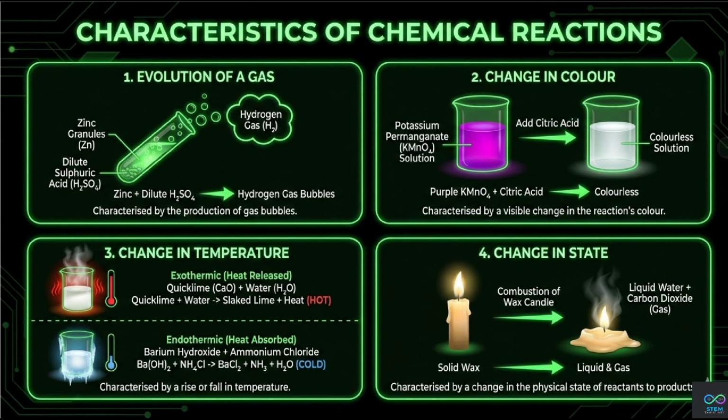There are some chemical reactions which can show more than one characteristic. For example, the chemical reaction between zinc granules and dilute sulfuric acid shows two characteristics: evolution of a gas, hydrogen gas, and change in temperature, rise in temperature. Similarly, the chemical reaction between potassium iodide solution and lead nitrate solution shows two characteristics: formation of a precipitate, lead iodide precipitate, and change in color, from colorless to yellow.